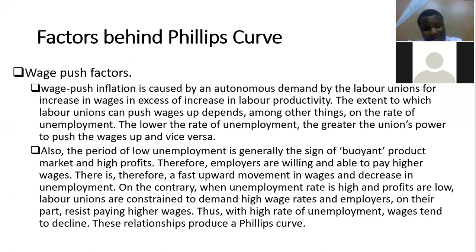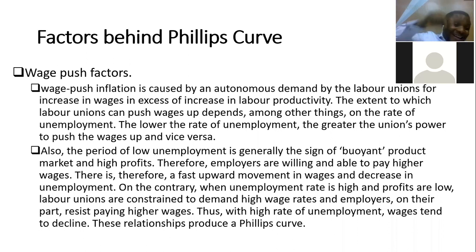On the contrary, when unemployment is very high and profits are low, labor unions are constrained. They don't have the bargaining power to demand higher wages because unemployment is high. Nobody is even employed. So labor unions cannot demand higher wages. And employers, on the other end, will resist paying higher wages because you are not producing anything new for me. So with a high rate of unemployment, wages tend to decline. This relationship produces the Phillips curve.